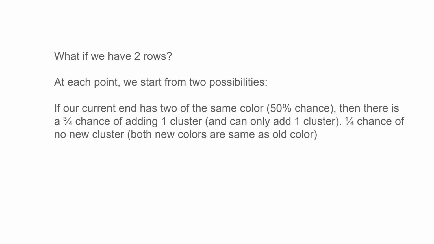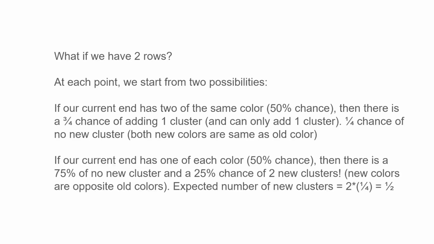So let's say the ends were both red. There's a 3/4 chance that at least one of the next pair of squares is blue, right? And then there's a 25% chance, or 1/4 chance, that it's double red again, and so there's no new cluster. But any other case is going to add exactly 1 cluster. And so in expectation, we're going to add 3/4 of a cluster in this case.